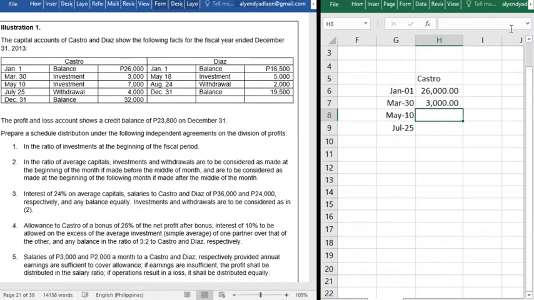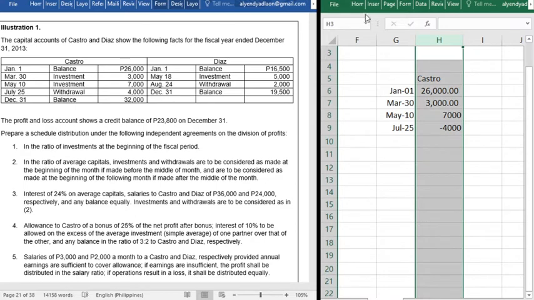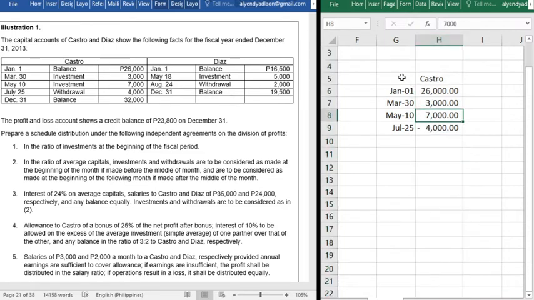So on May 10, there is additional investment, 7,000. And on July 25, there is a withdrawal of 4,000. So take note to make it negative. Okay, negative. Why? For it to be considered as withdrawal, because Castro withdrew. So it should be negative. Okay, but for the number of months, class, we will have to compute the number of months to December 31.